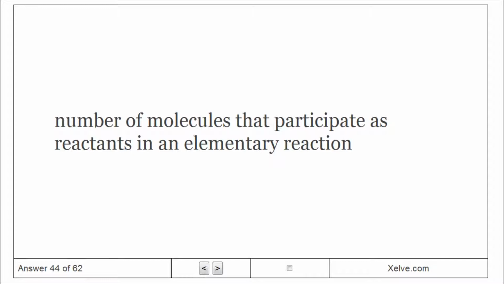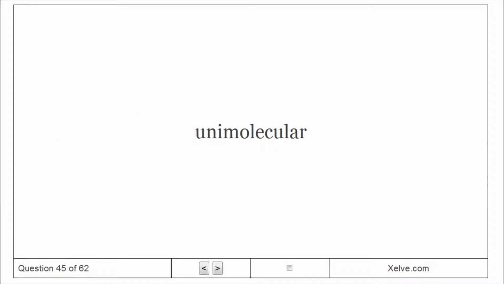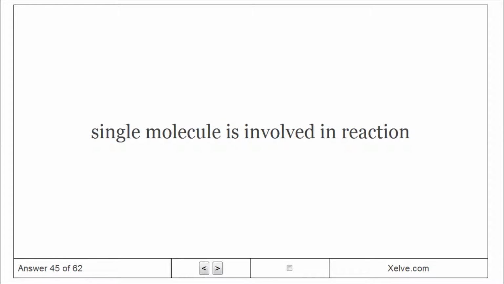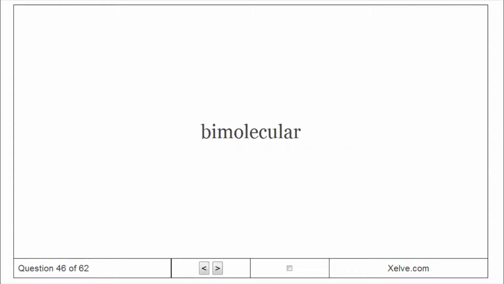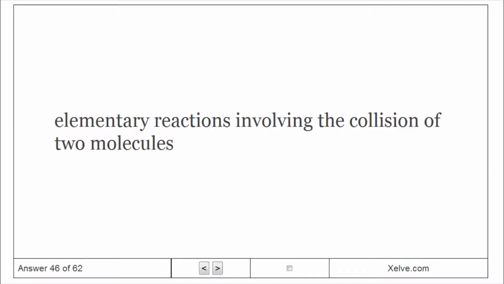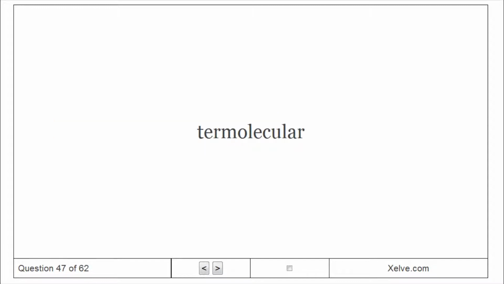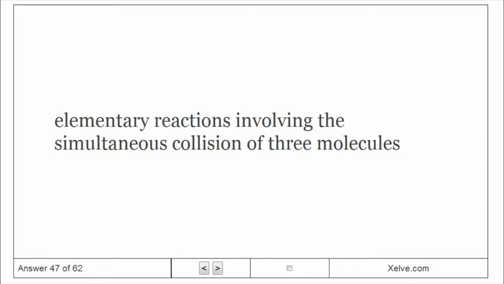Unimolecular. Single molecule is involved in reaction. Bimolecular. Elementary reactions involving the collision of two molecules. Termolecular. Elementary reactions involving the simultaneous collision of three molecules.